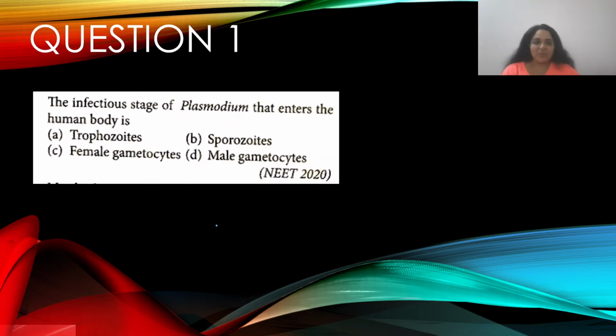Okay, so question number 1. The infectious stage of Plasmodium that enters the human body is, and this appeared in NEET 2020, so it's pretty recent. A. Trophozoites, B. Sporozoites, C. Female gametocytes, and D. Male gametocytes. To answer this question, you need to understand the life cycle of Plasmodium. And the answer is B. Sporozoites. Okay, so let's go to the discussion.